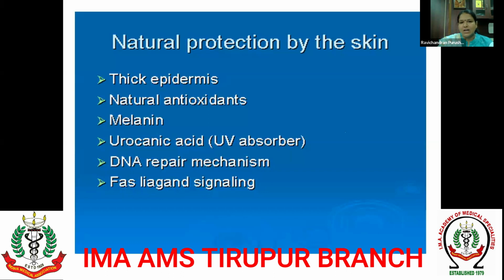So what nature has gifted us to protect ourselves is the thick epidermis, natural antioxidants that we take in food, and natural UV absorbers present in our body, which are melanin and urocanic acid, and the natural DNA repair mechanism. When it fails, we end up in malignancy. All these give natural protection to our skin from UV radiation.